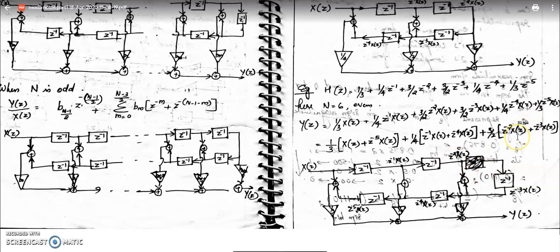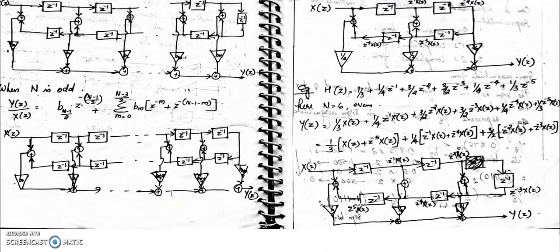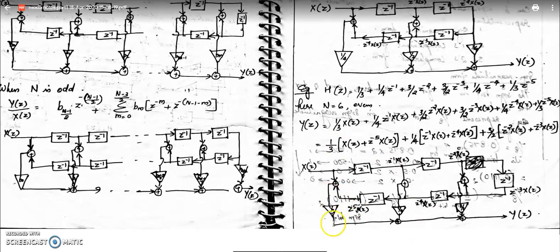Z raised to minus 2 x of z and z raised to minus 3 x of z come together and are multiplied by 3 by 2, and we get finally y of z. Okay, so this is the FIR realization structure. 3 structures: direct form, cascade form, and linear phase. In linear phase you will get a question that you have to implement it using the minimum number of multipliers. Here we have used only 3 multipliers.